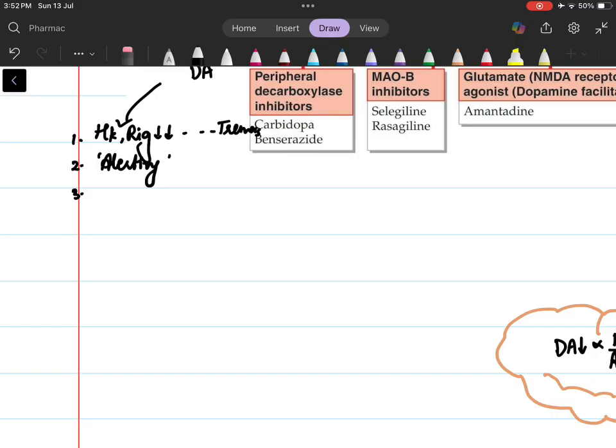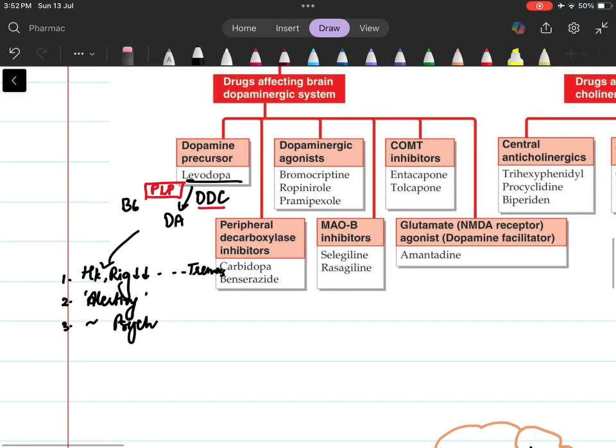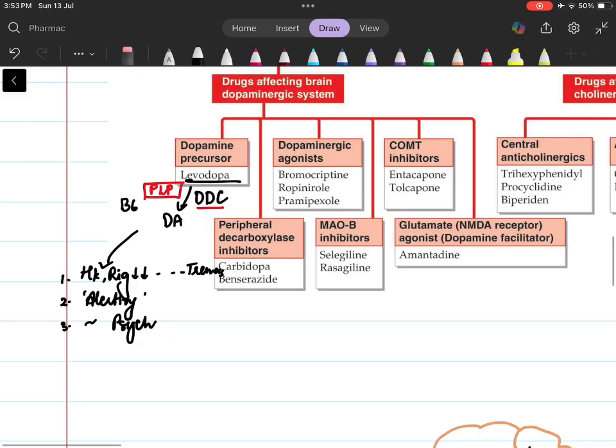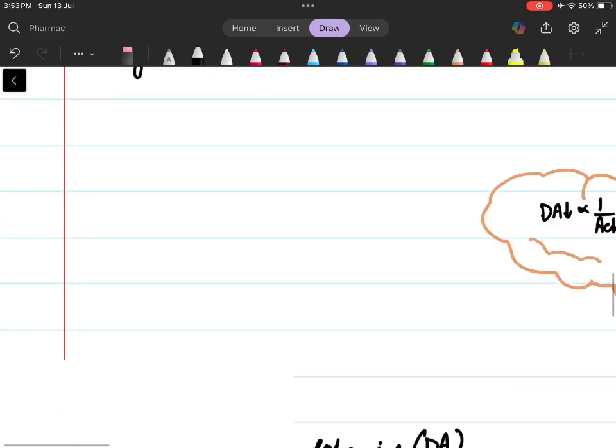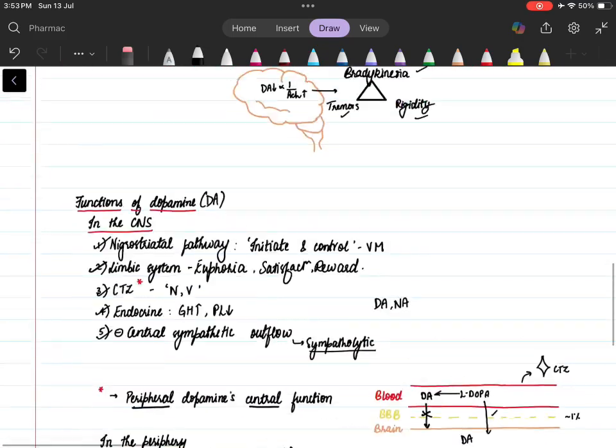Then you can have some unexpected effects such as an embarrassingly disproportionate increase in sexual activity or even frank psychosis. Okay, so these are the actions of dopamine, but it is supposed to be the mainstay of treatment in Parkinson's disease. It has a certain pharmacological profile that supersedes all these other drugs here. What are the adverse drug reactions of L-DOPA?